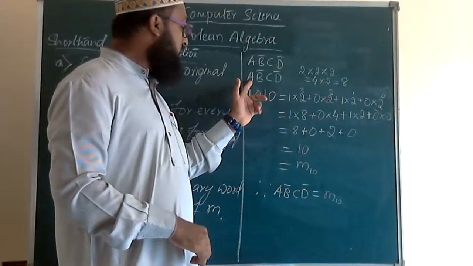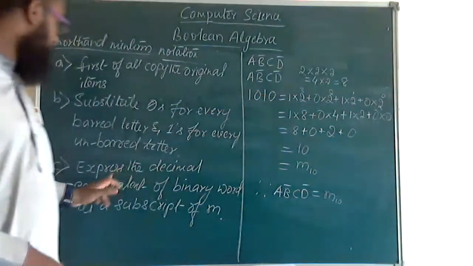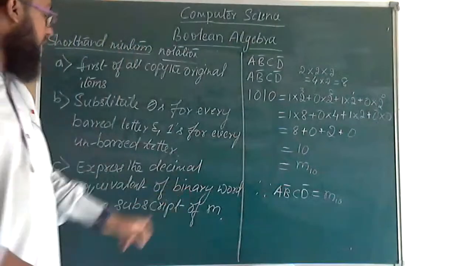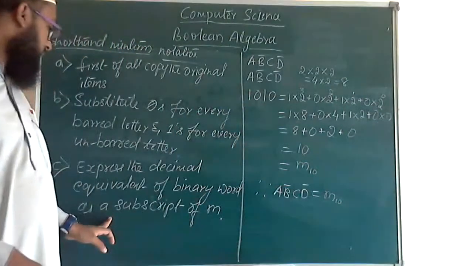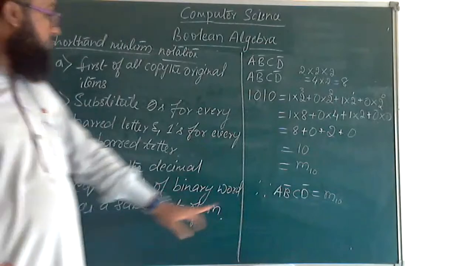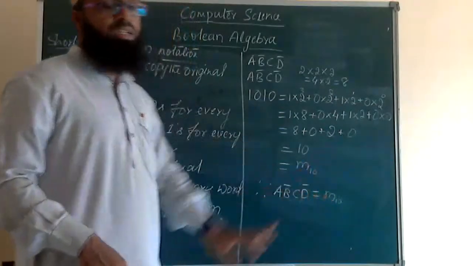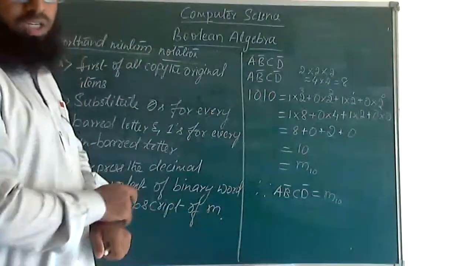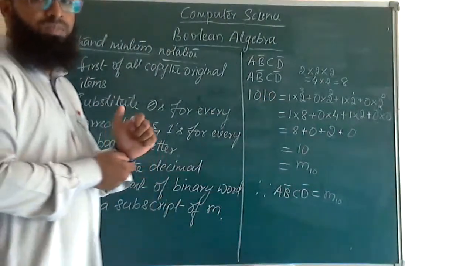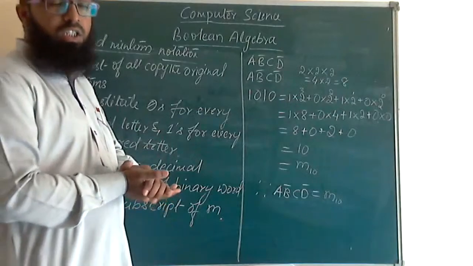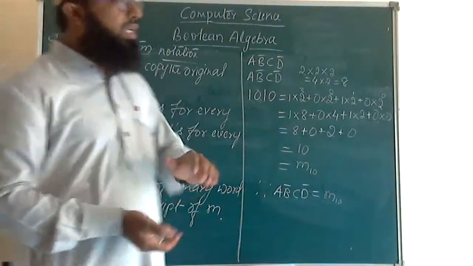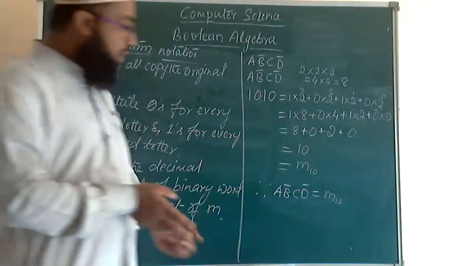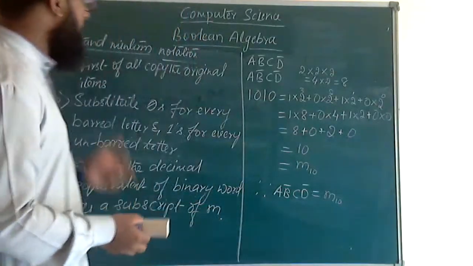Okay, what we did: express the decimal equivalent. We have got the decimal equivalent of a binary word. This is a binary word. Write it as a subscript of m. Like this, the shorthand notation of min term can be denoted. Now, this finishes min term. So now we are going to discuss the max term.